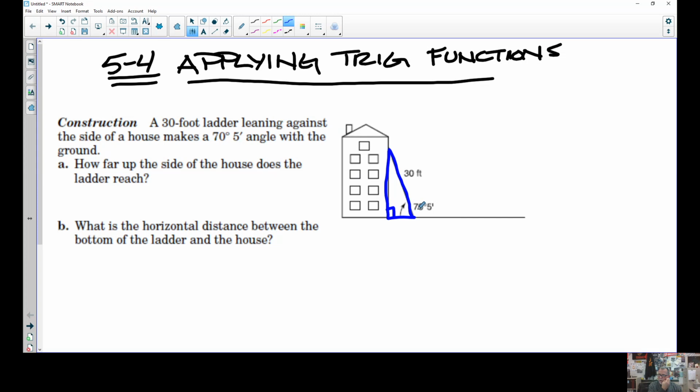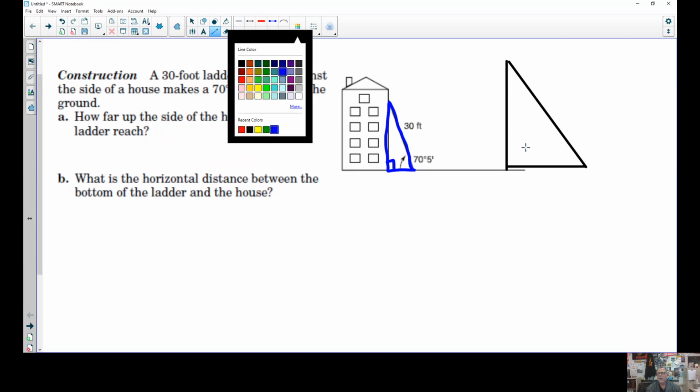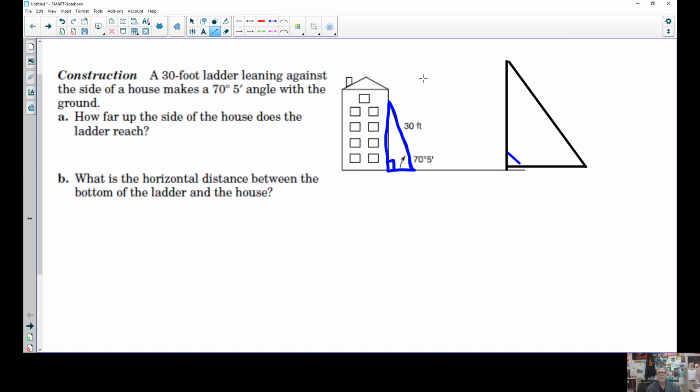Now, even when they give me a drawing like this, I tend to make my own drawing again, just so I can get some things straight here and figure out exactly what the relationships are. I'm going to make my own a little bit bigger triangle so I can look at it and label it a little bit differently. Again, a lot of times they give us things that are too small to work with. I know this is 30 feet. I know this is the angle they've given me, and it is 70 degrees 5 minutes.